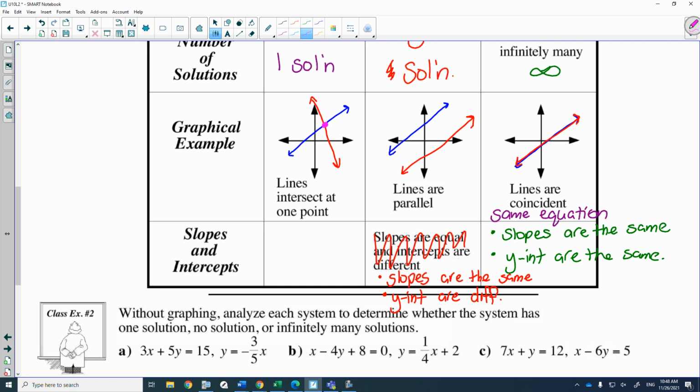This is the example of one solution. What are the slopes? Same or different? They are different. One is always going to be positive, one's always going to be negative, but the slopes are different.